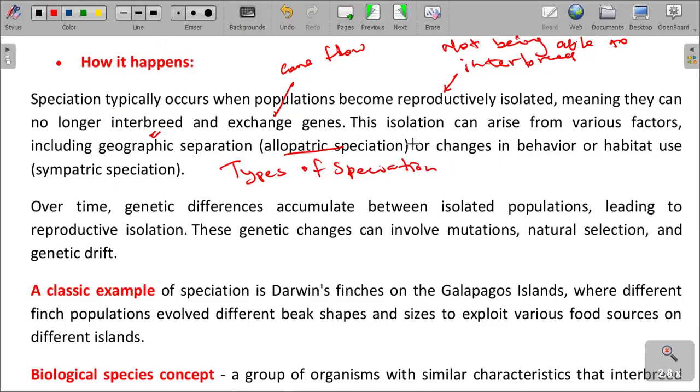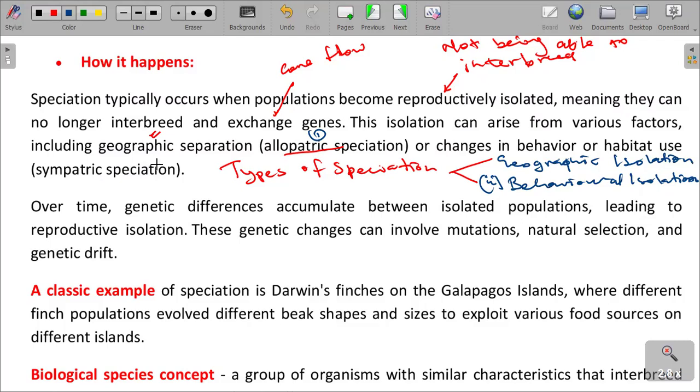We have got one, the allopatric speciation, or we can say geographic isolation, and we have also two, behavioral isolation. These two are actually defined by these terms: allopatric and also sympatric. They are defining the geographic and also the behavioral or reproductive isolation that we are referring to.